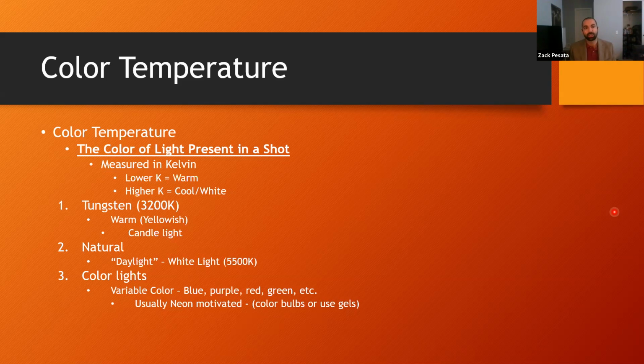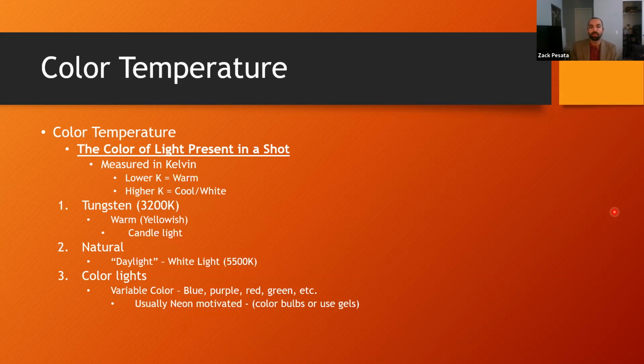So color temperature is the color of light present in a shot. And many times, filmmakers can use a variety of color temperatures within a shot. So then you have color contrast. Color temperature is measured in Kelvin. The lower the Kelvin, the warmer the colors. The higher the Kelvin, the cooler the colors, which eventually reach sort of a blue light at the end of the scale. Some major color temperatures, we have tungsten.